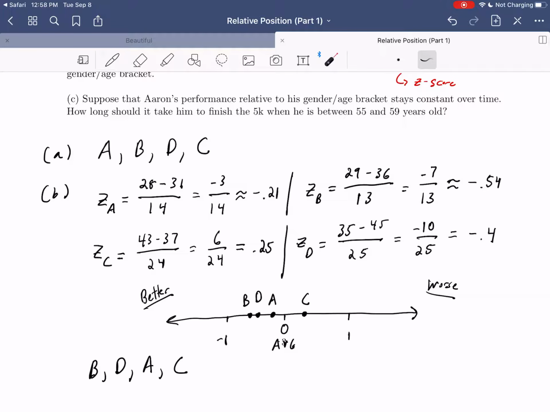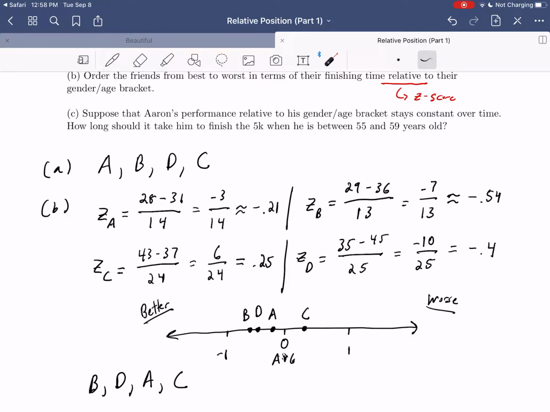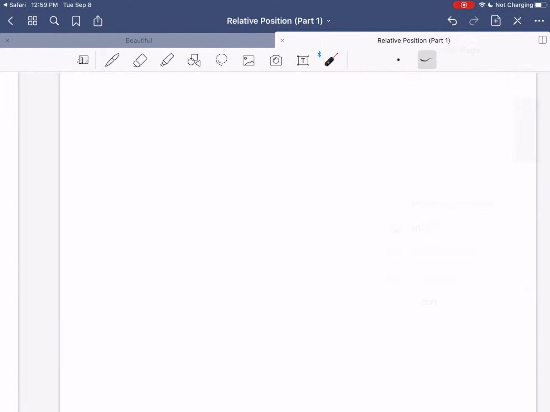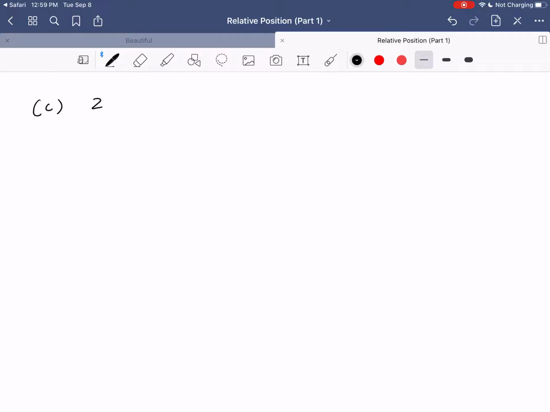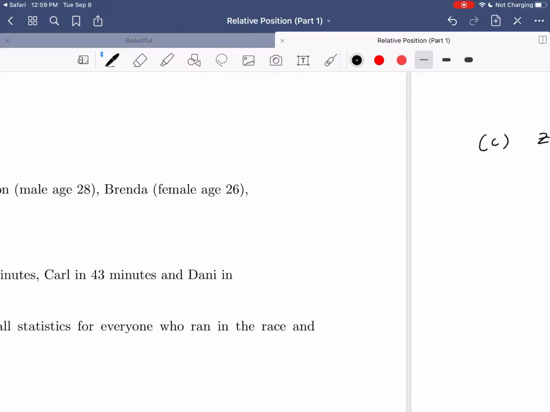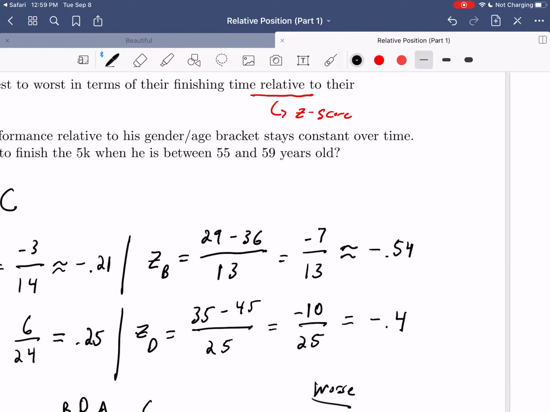Okay, let's go ahead and take a look at one more piece of this. Let's suppose that Aaron's performance relative to his gender age bracket stays constant over time. How long should it take him to finish the 5K when he is between 55 and 59 years old? So let's think about what we can do with that. We know, if we think back, that the z-score for Aaron, once we calculated that, was negative 0.21.